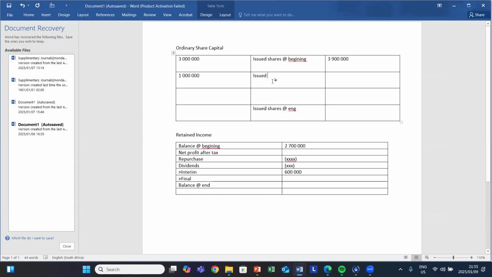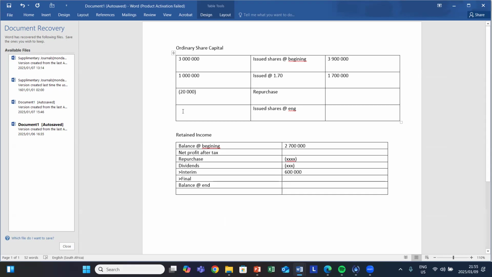At 1 rand 70, the value amounted to 1,700,000 rand. And then the repurchase occurred. Additional shares were repurchased, which amounted to 20,000 rand. Write it, 20,000 rand.